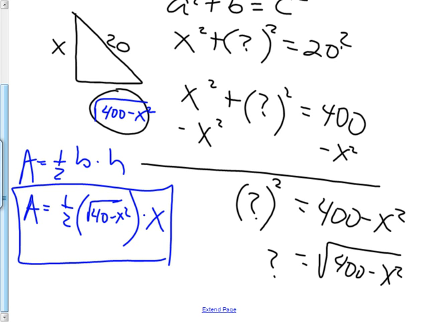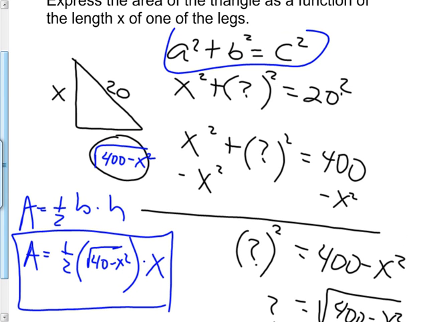I know that's not easy, but it's doable if you know this formula, a squared, b squared, c squared, and you plug in this, this, and this, and you solve for the side you didn't know. I called it question mark.